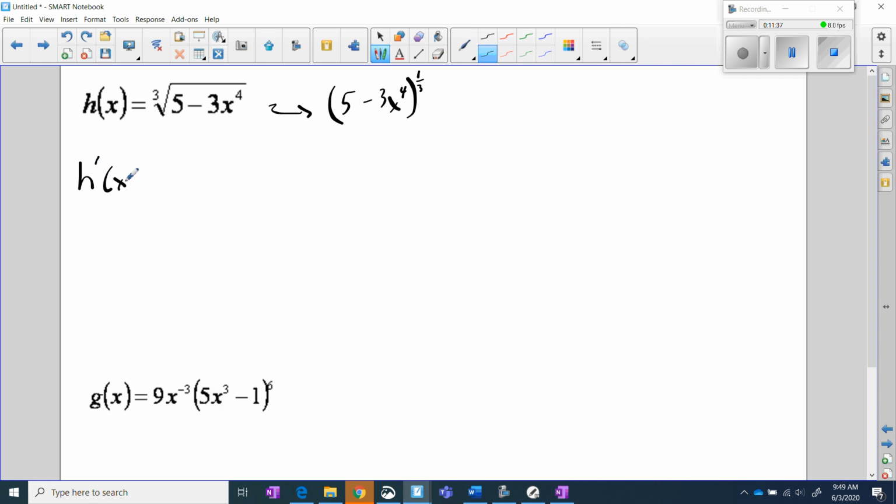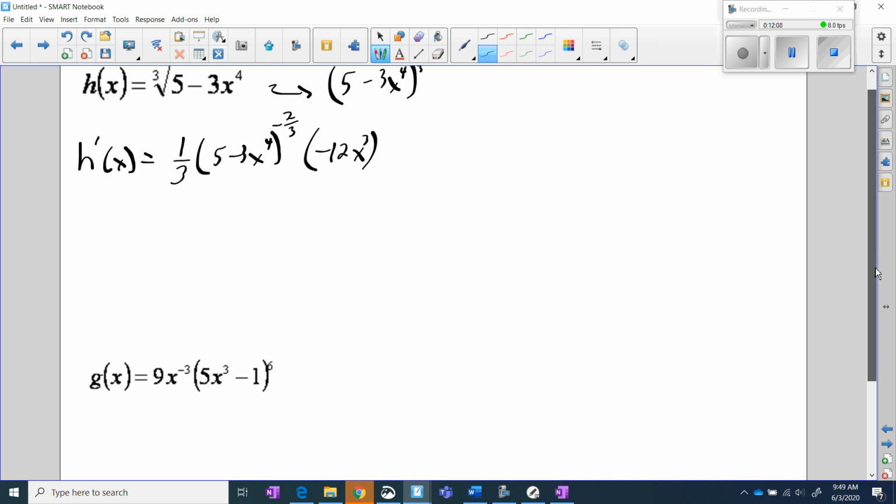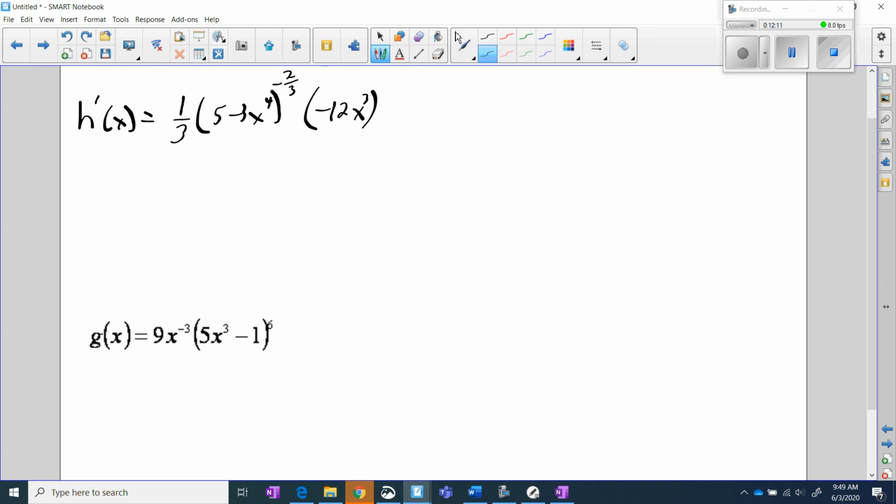H prime of x is equal to multiply by the exponent, leave between the brackets untouched, subtract 1 off that exponent, so 1/3 minus 1, which is 3/3, will give me negative 2/3, and then multiply by the derivative of what's in between these brackets, negative 12x to the third. There's the chain rule. Okay, so then what you have to make sure you realize is now all of your other rules are still in play.